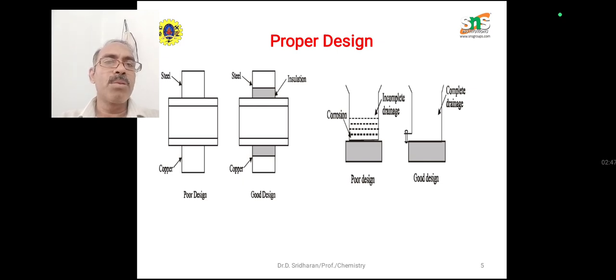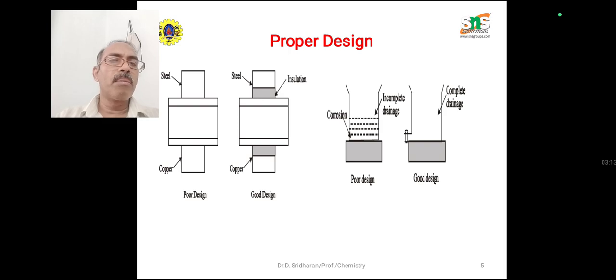Here the diagram shows the proper design as well as the poor design. The poor design has no barrier for the dissimilar metals. In the good design, we use insulation, so there is no direct contact between the metals.